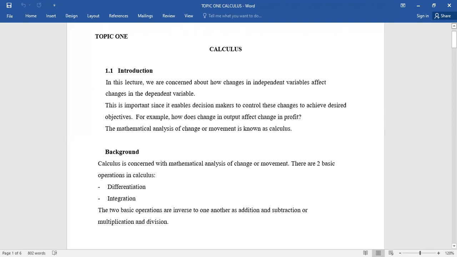So calculus in business: often we may be interested in the optimization or maximization of revenue, profit or productivity, as we minimize cost or wastage. Also calculus will be used in the calculation of marginal analysis. So we'll be looking at the change of marginal cost to total cost, marginal profit to total profit, marginal revenue to total revenue, et cetera, et cetera.